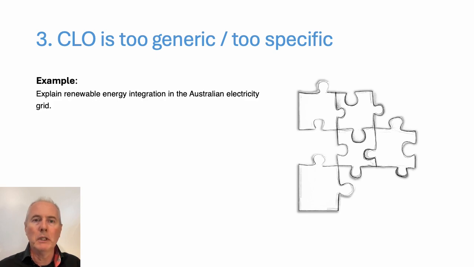Number 3, the CLO is too generic or too specific. Here's an example. Explain renewable energy integration in the Australian electricity grid. Here, the CLO context has Australian electricity grid, which is too specific. These skills are international. This can be safely broadened to better reflect student capabilities. For example, explain renewable energy integration for grid-scale electrical networks.